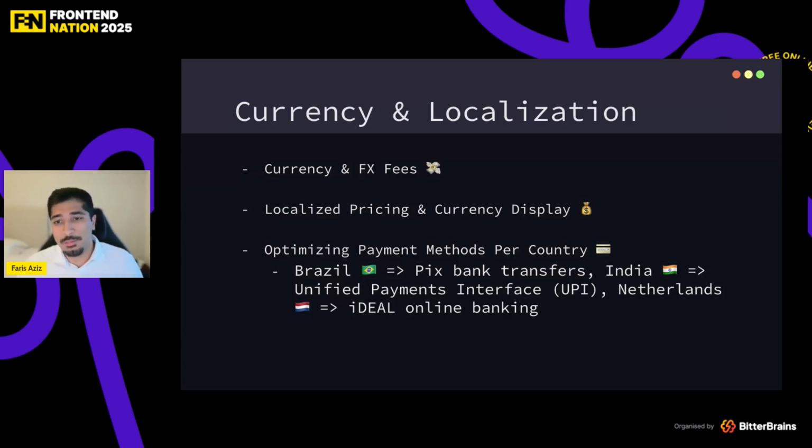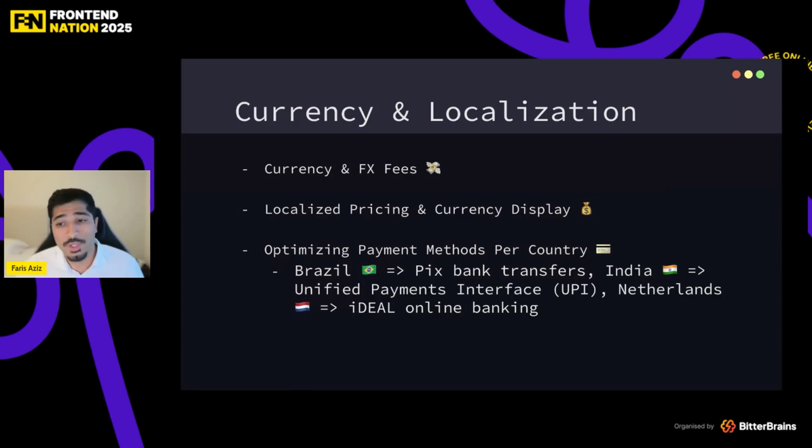Now, a lot of online payments happen via credit card, but in recent years, there are a lot of different payment methods that have been introduced. Apple Pay came out a couple of years ago. There's Google Pay, a lot of easier methods that we can pay with. So actually optimizing for payment methods per country is incredibly important.